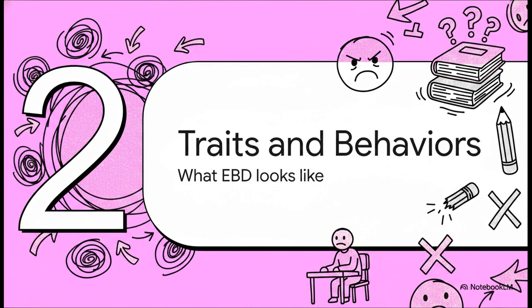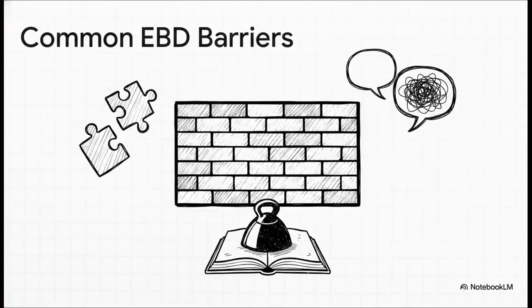Moving right along to Section 2, Traits and Observable Behaviors. Let's translate those definitions into what we actually see as barriers in a real classroom. Instead of just labeling these as problems a child has, we really have to reframe them as severe barriers the child is facing every single day.